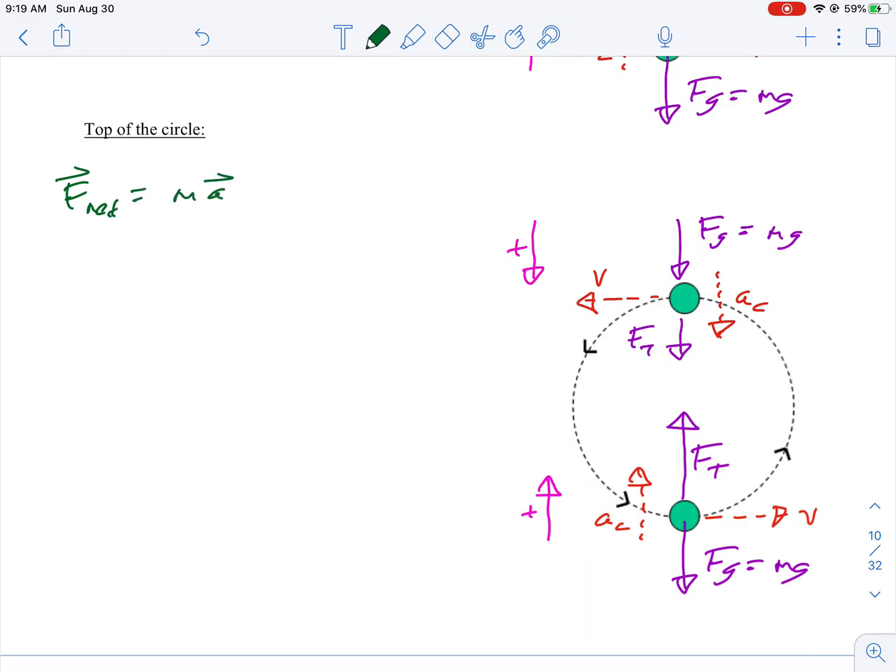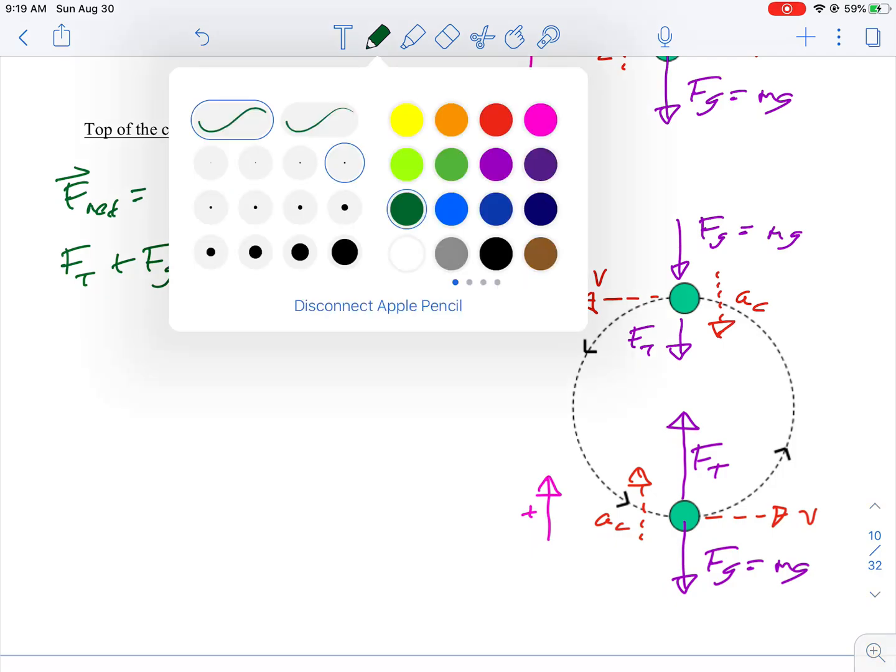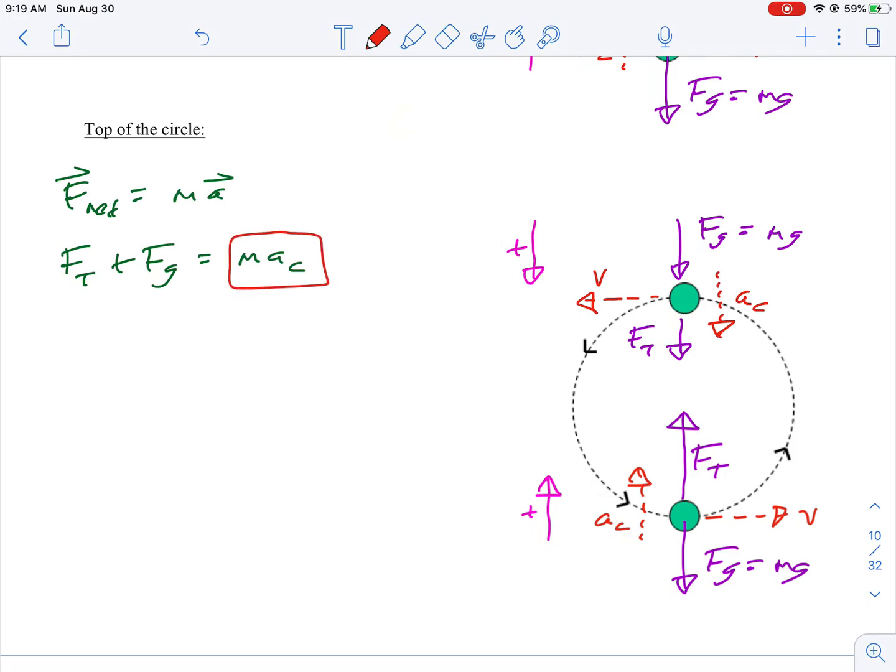And F net now will be Ft, which is positive, and Fg, which is positive, equal to MAC. Once again, this thing called MAC is otherwise known as FC. So now your centripetal force is the sum of these two forces. Does that make sense? Remember, this is the force to try to cause it to go into a circle. Can you see that Ft is going towards the center? That means it's helping. And Fg is also going towards the center, so it's also helping. That's why they're both positive. So it's the sum of those two as a centripetal force.